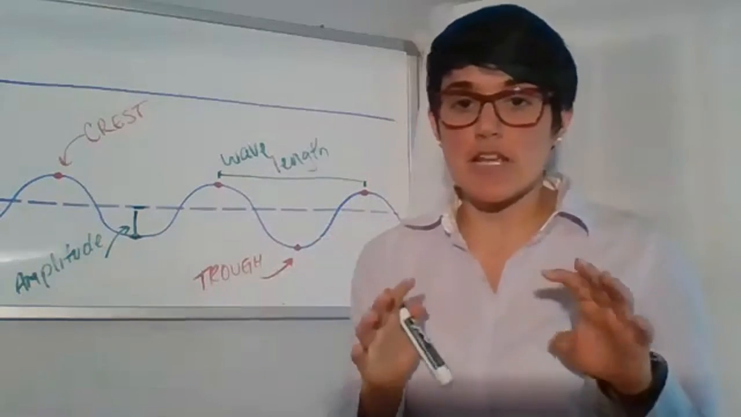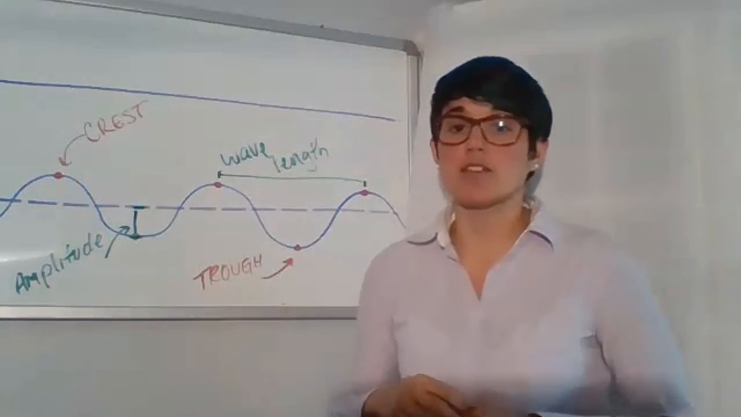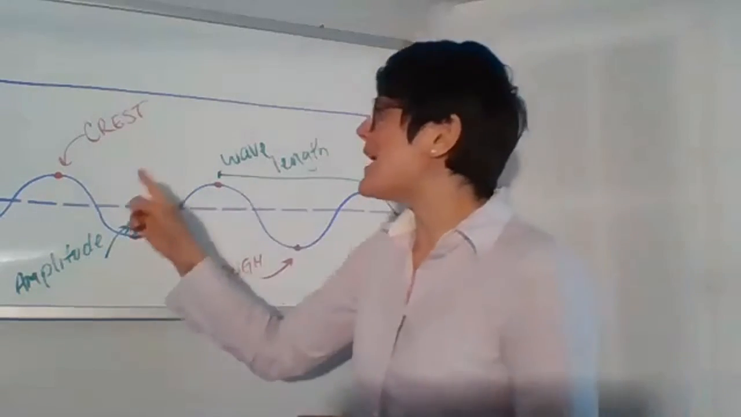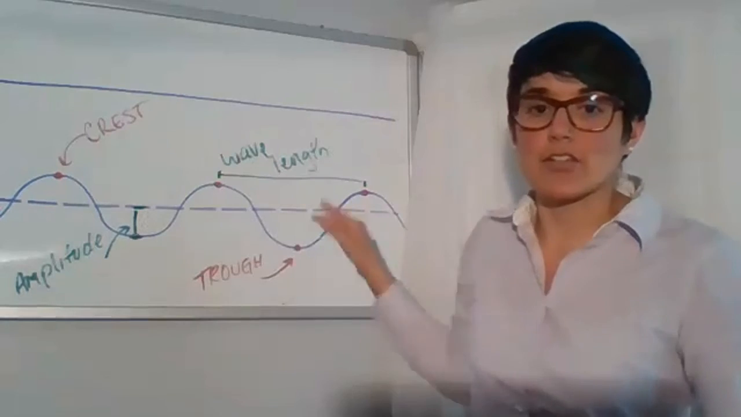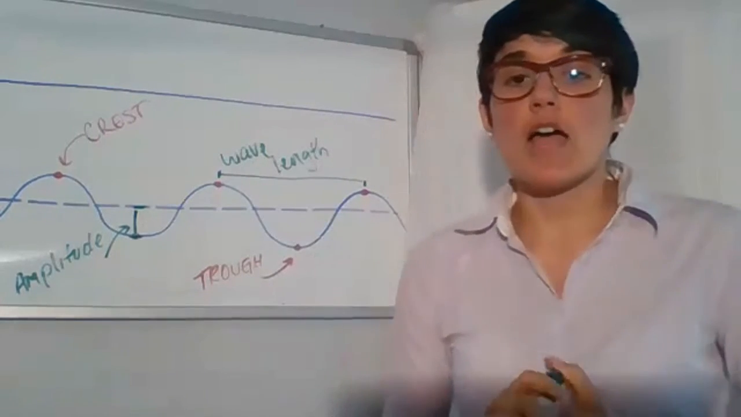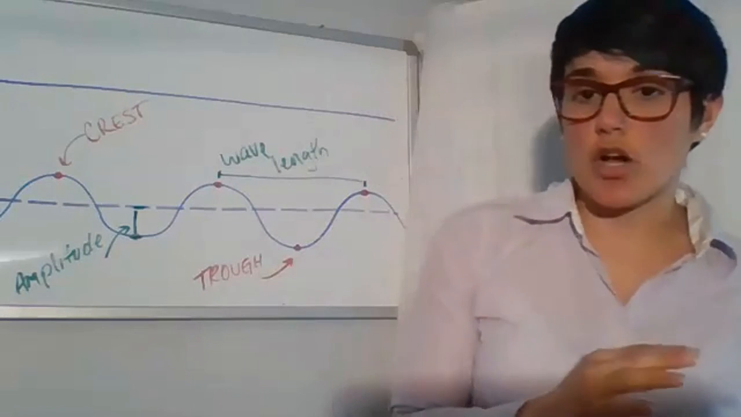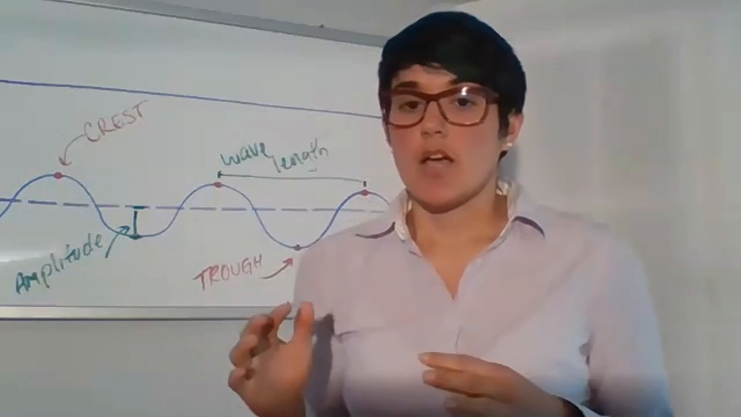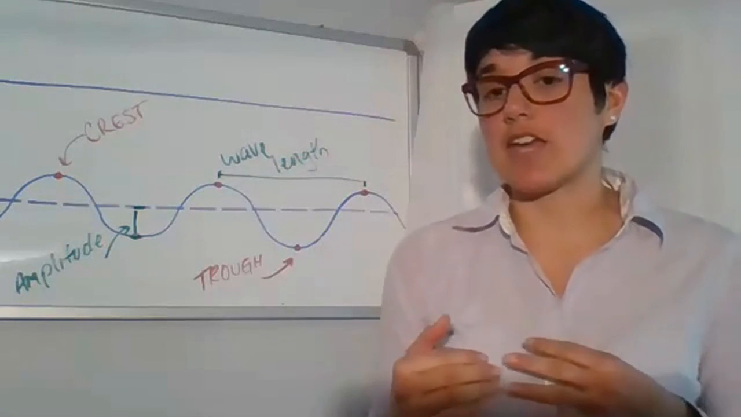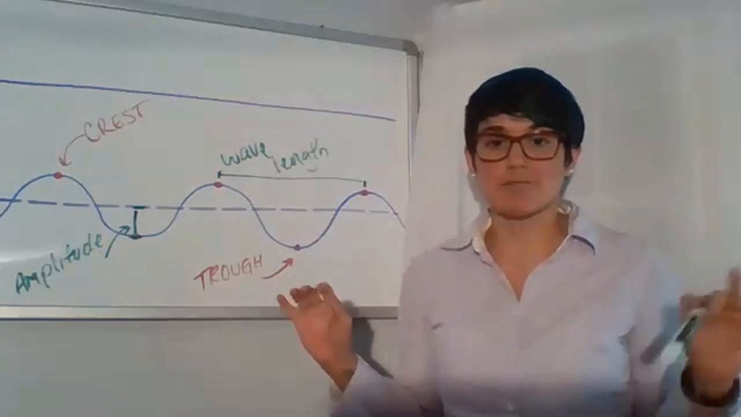Now, we have to understand these four very important vocabulary words because we're also going to talk about things like frequency, which is how many wavelengths occur in a given amount of time. And frequency is going to allow us to know how fast or slow our wave is going. Our amplitude can help us understand how much energy a wave is carrying. Okay, so we're going to start with these basics and go from there.